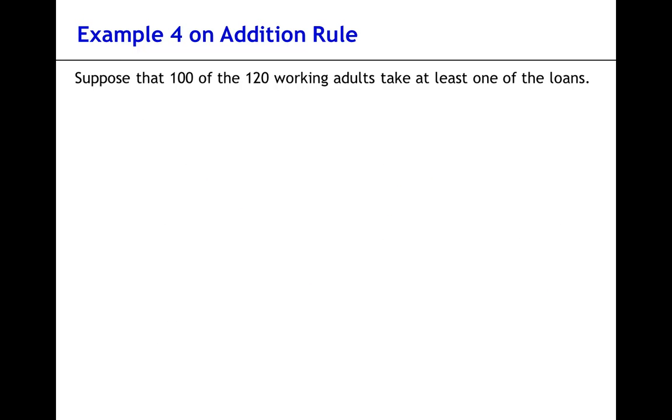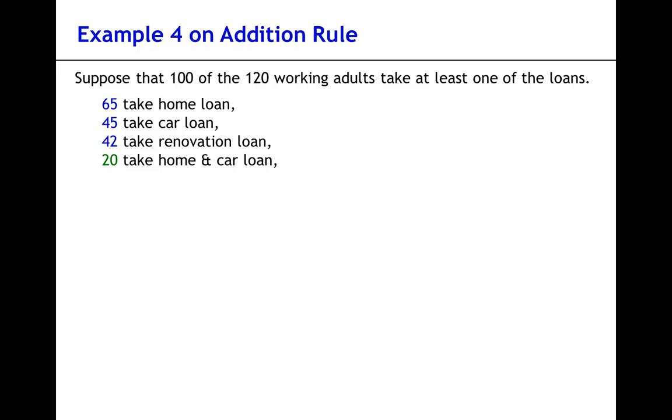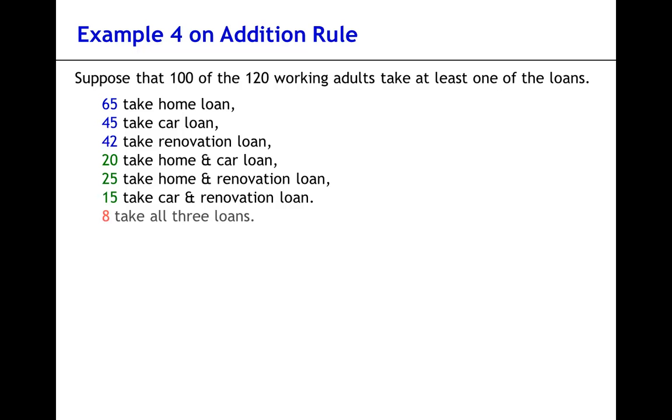In this example, we are given that 100 out of the 120 adults take at least one type of loan. 65, 45, and 42 take up home, car, and renovation loan respectively. 20 take up home and car loan. 25 take up home and renovation loan. 15 take up car and renovation loan. And 8 take up all three loans. We are asked to draw the Venn diagram.